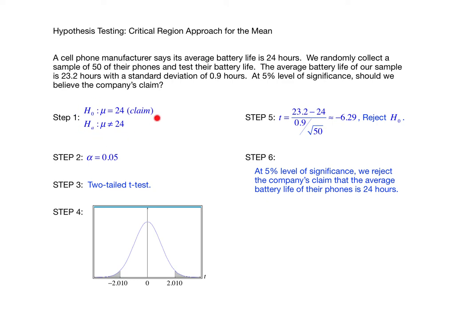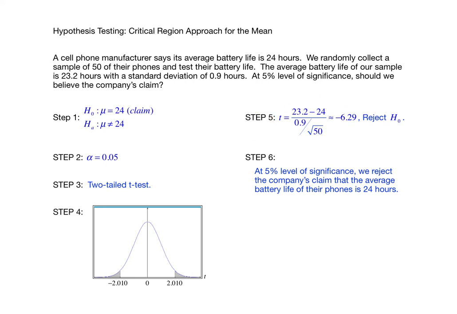So in step 1, we defined our complementary hypotheses, and we noted that the null hypothesis was the claim in this case. In step 2, we noted that the level of significance was 5%, which was given to us in the problem. And in step 3, we decided we were doing a two-tailed t-test. In step 4, we drew our critical region. Again, we drew the t-distribution because we're doing a t-test. And since it's two-tailed, we've got 2 shaded regions, one in each tail, and we found these critical values in our t-distribution table. Then we went over in step 5 and computed our test statistic.